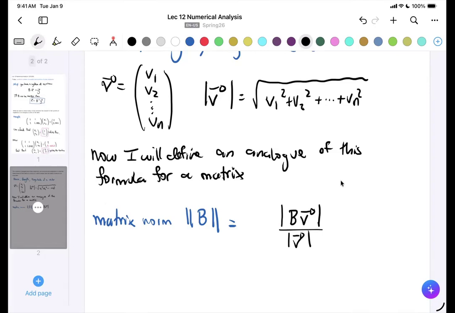Okay, so this is kind of like a ratio of two lengths, right? This is a ratio of two lengths, and then the matrix norm, the way you find this, is you find this ratio for every vector, and you take the maximum of the number that you get. So this is a maximum.